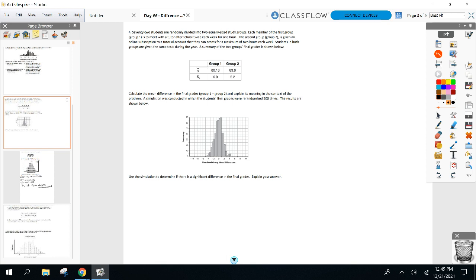So is it safe to look? This group, the online people, did better. Was it because of the tutoring though? I don't know. What other factors could be involved?